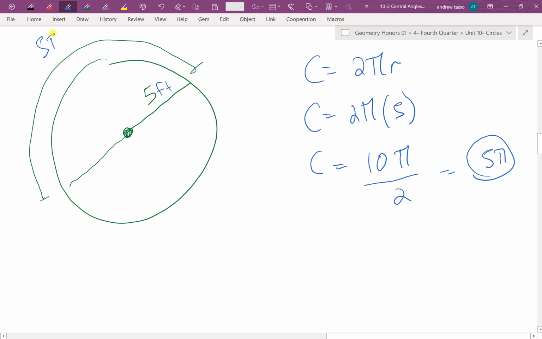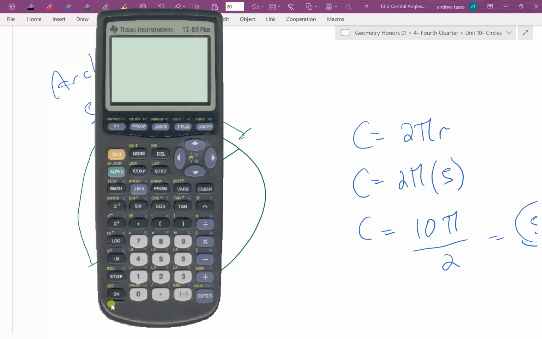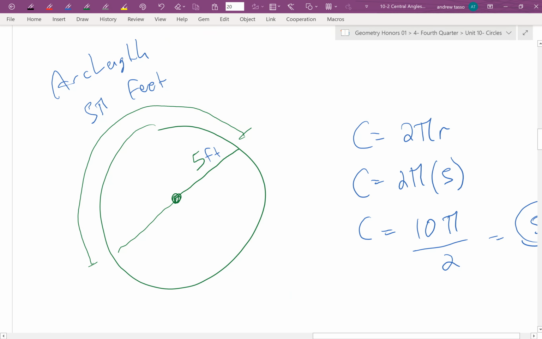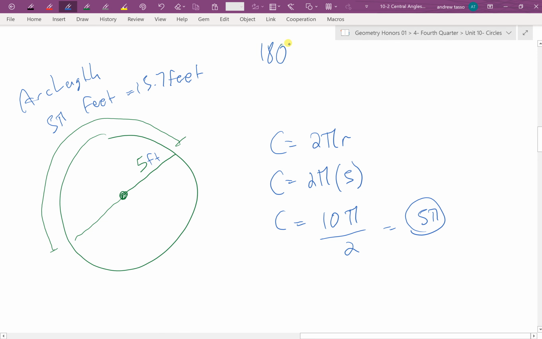So that would be the arc length if I was to go halfway around this circle. And this is actually measured in feet. If you wanted the actual distance in feet, you could put 5 pi in the calculator. So 5 times pi gives you 15.7, so it's about 15.7 feet to go halfway around the circle. But how do I know if it's halfway? Well, basically it's 180 degrees out of 360, right?